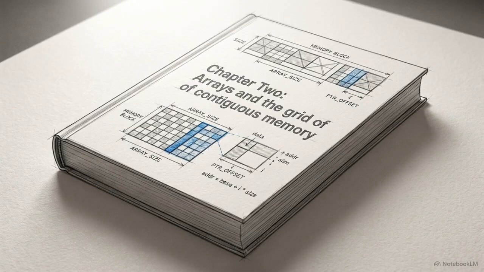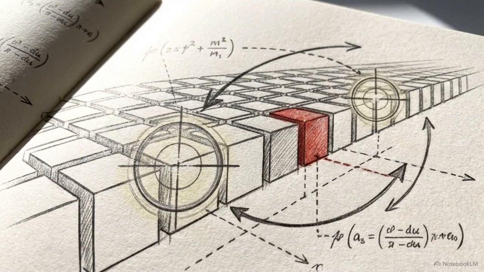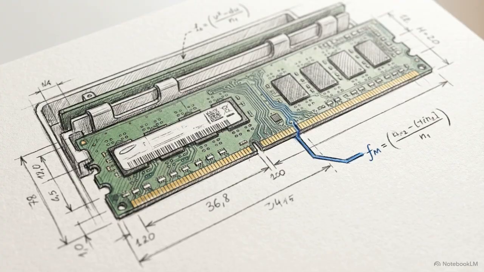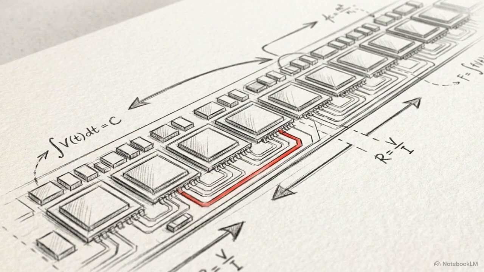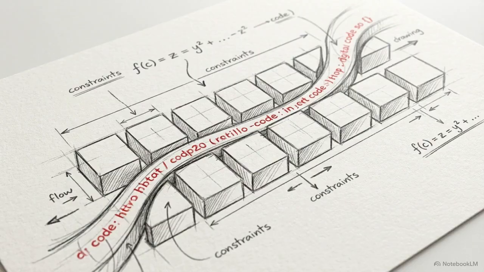This is the focus of Chapter 2, Arrays and the Grid of Contiguous Memory, from the book Data Structures and Algorithms in Python for Beginners. We strip away the academic jargon to look at the literal physics of computer memory banks. An array is not an abstract concept. It is a rigid, unbroken mapping of physical hardware that forces your code to obey the limitations of the machine.